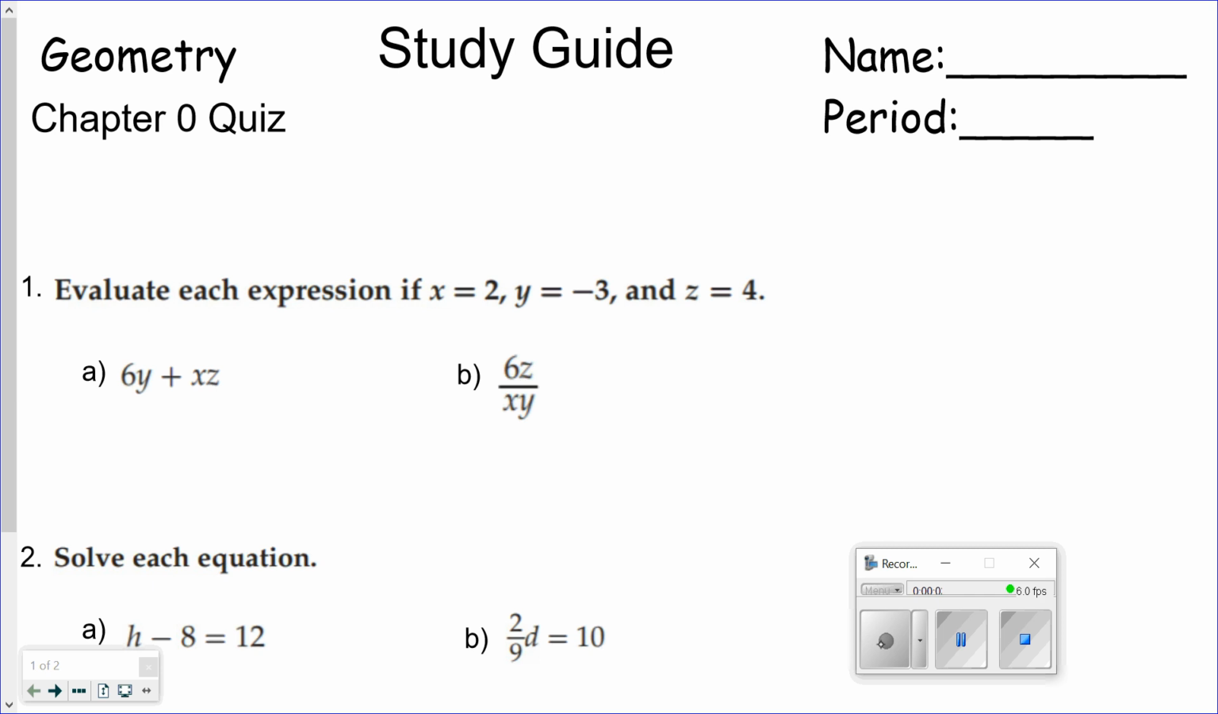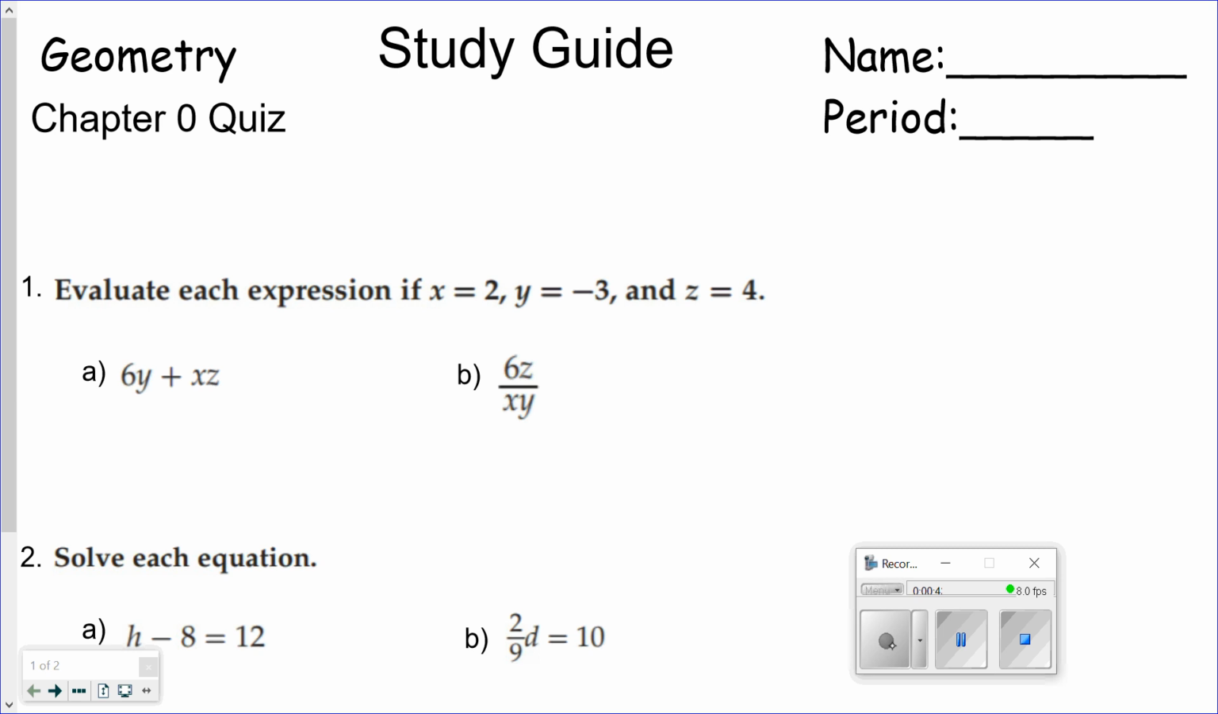Today we are going to go over the study guide for our quiz on Monday for Chapter 0. If you are an e-learner, please pay attention. You are expected to take your quiz during the time frame where you would actually have geometry. So for example, if you are in my first period geometry class, you should be taking your quiz between 7:40 and 8:31. This is for all of my e-learners. You must take your assessment during that time frame.